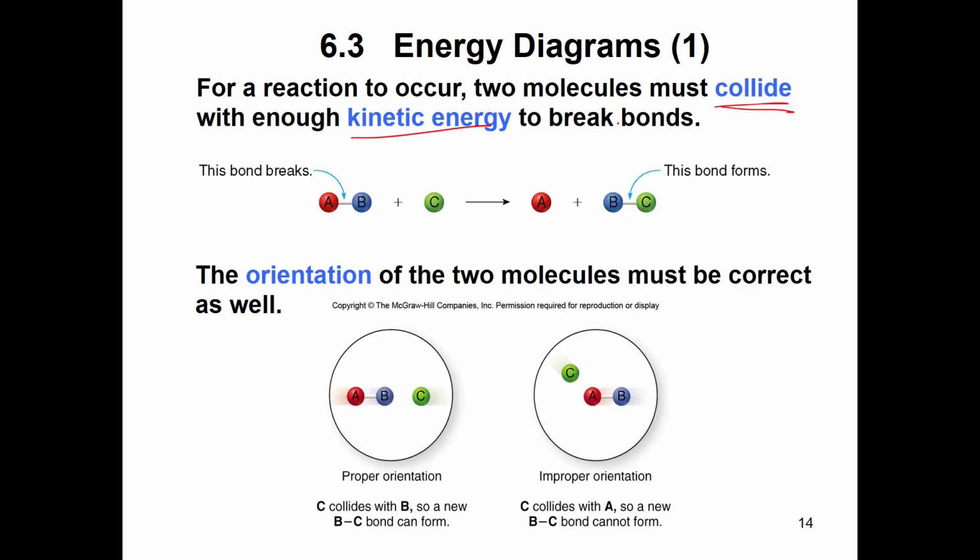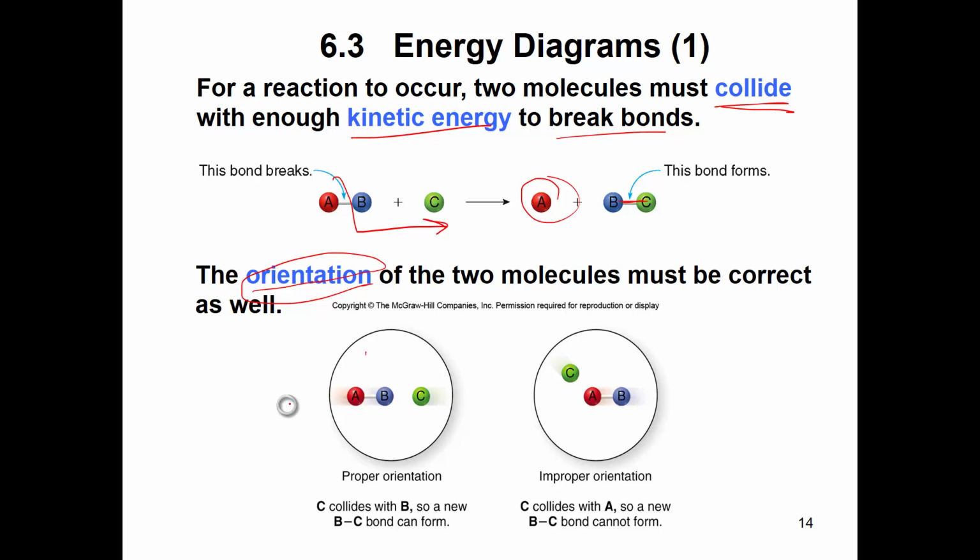So for a reaction to occur, two molecules have got to collide with enough kinetic energy, energy in motion, to break bonds. Okay? So they have to collide in such a way that B will be bumped off, A will be left, and then B and C can form a bond. The other thing, in addition to enough kinetic energy, is the orientation has to be correct as well. That is, it has to hit at the right angle.